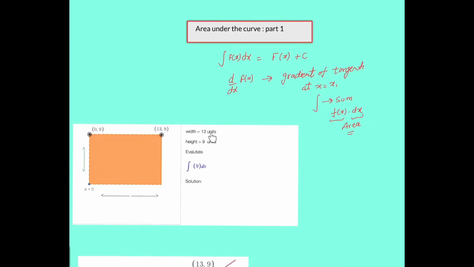So I have a rectangle, you can see it's 13 units of width and height is 9 units. And as we know from our middle school, the area is 13 times 9, 117 square units.